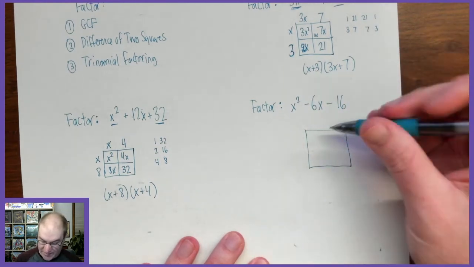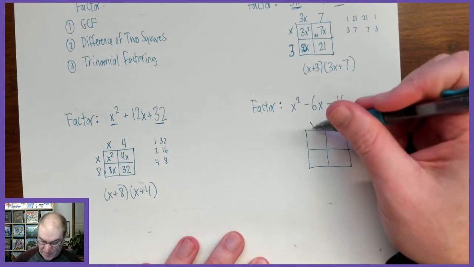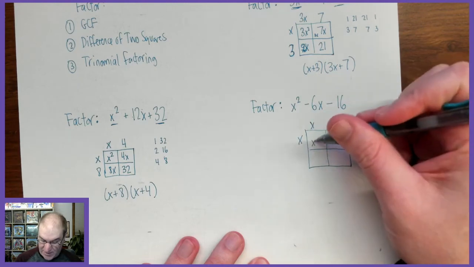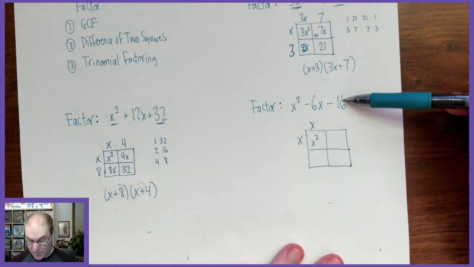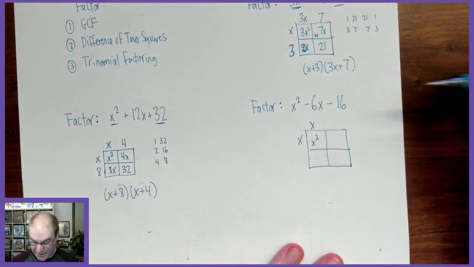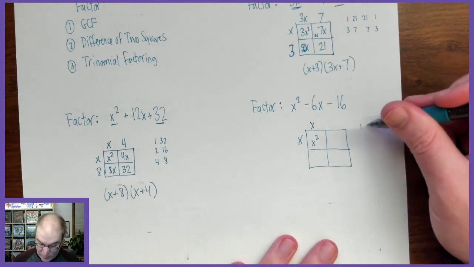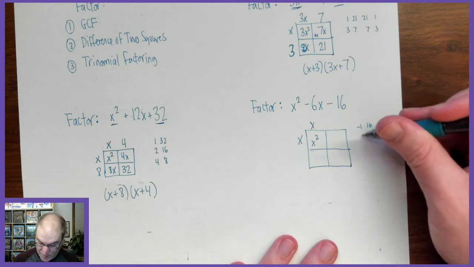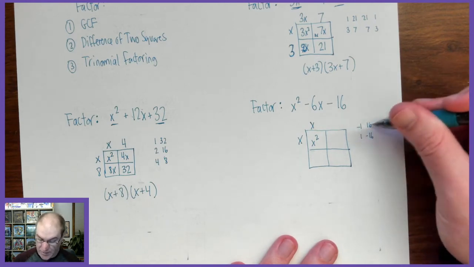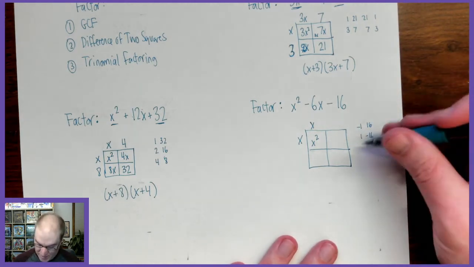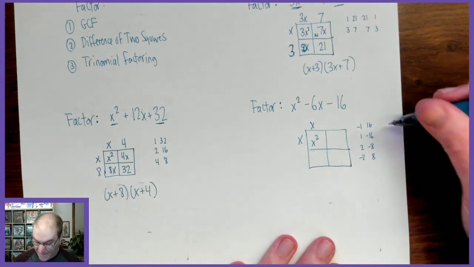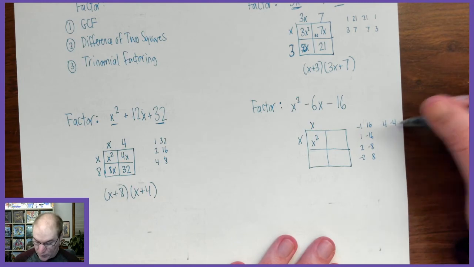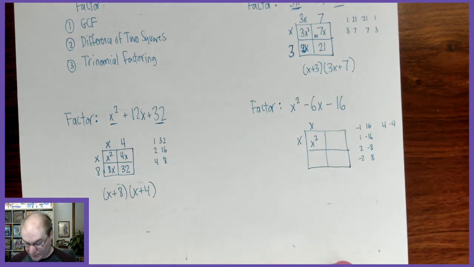x squared minus 6x minus 16. This is an x and this is an x to get us x squared. Now we need two numbers that multiply to negative 16. So we have 1 and negative 16, or negative 1 and 16. We have 2 and negative 8, or negative 2 and 8. And we have 4 and negative 4. That's everything, right? So there's 5 options here.